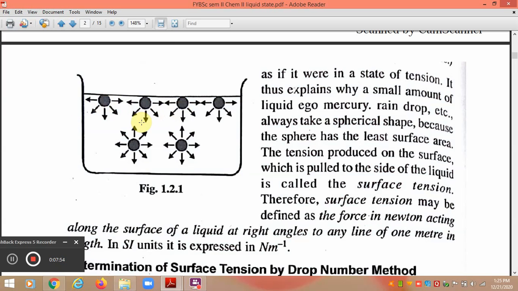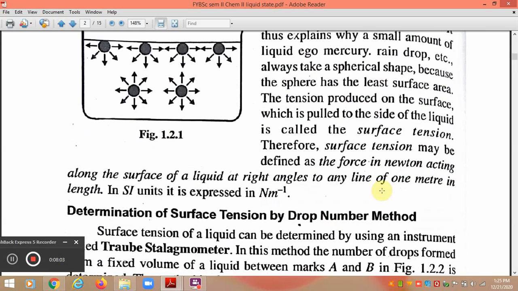This is the reason why the surface of a liquid always shows surface tension, and surface tension can therefore be defined as the force in Newton acting along the surface of a liquid at right angles to a line of 1 meter in length.